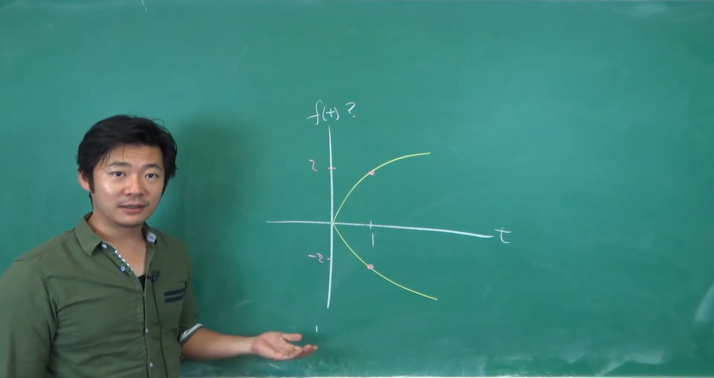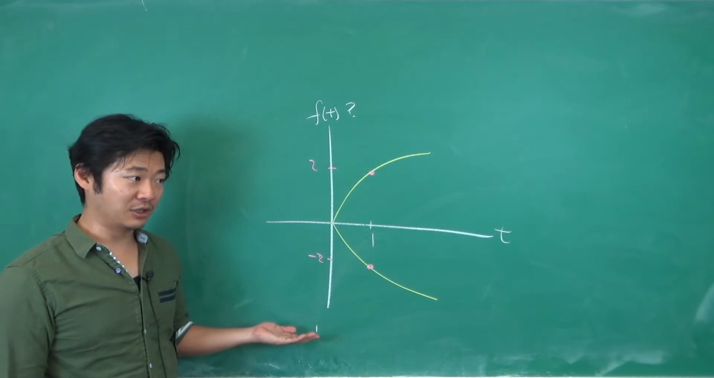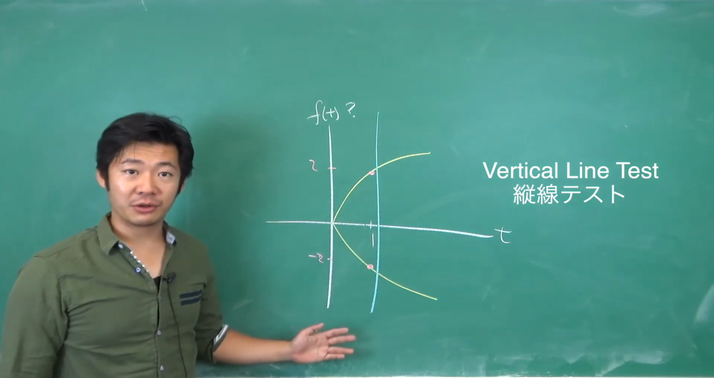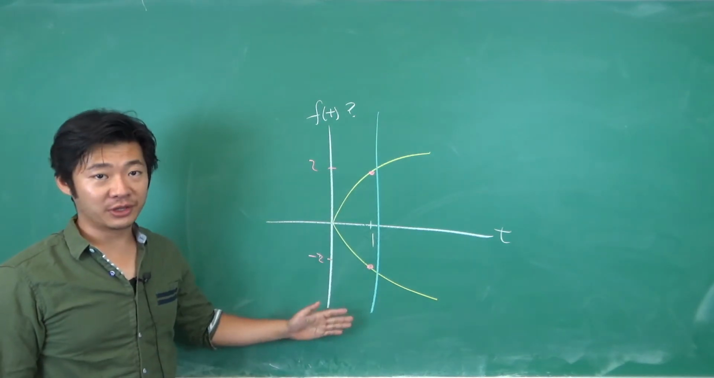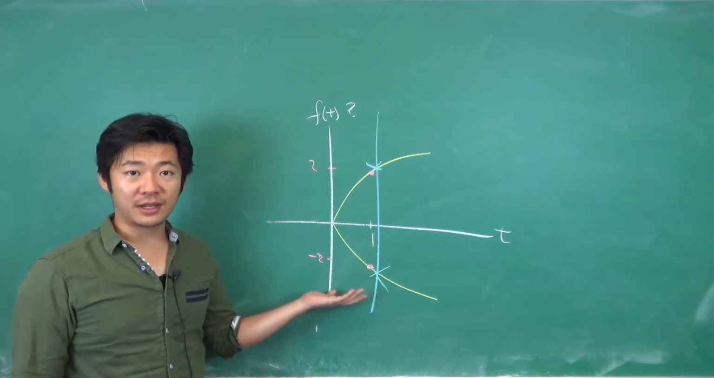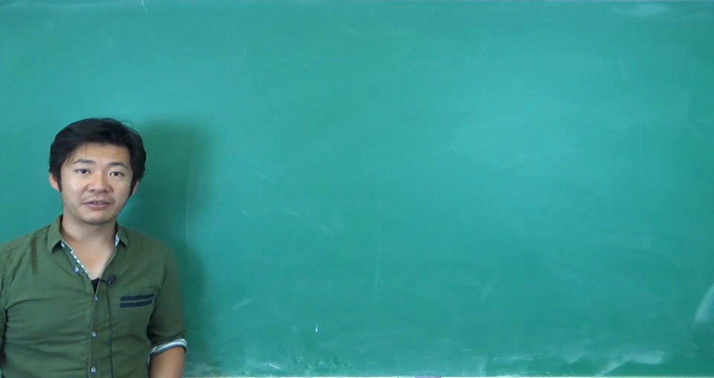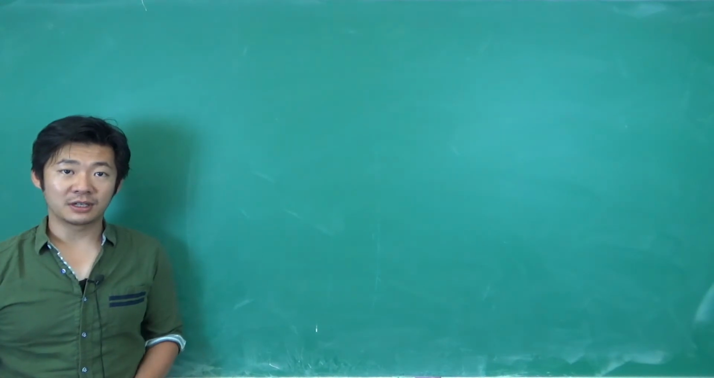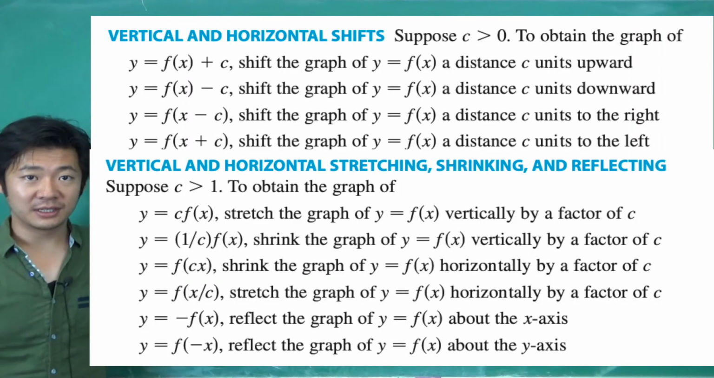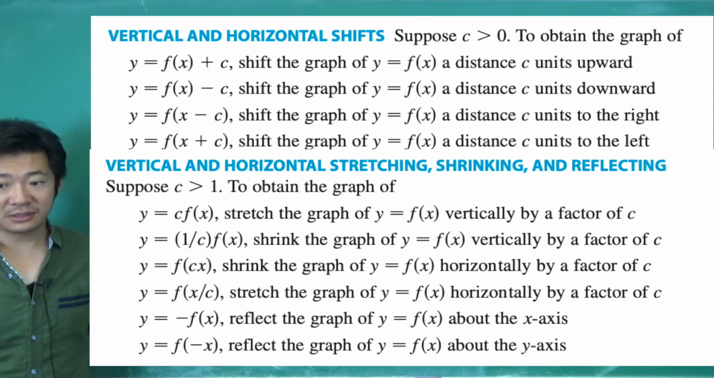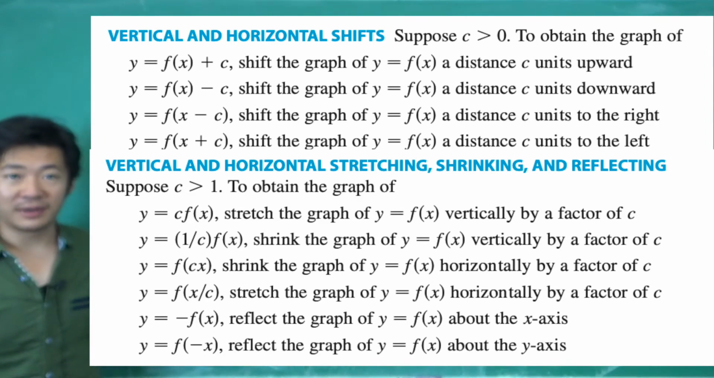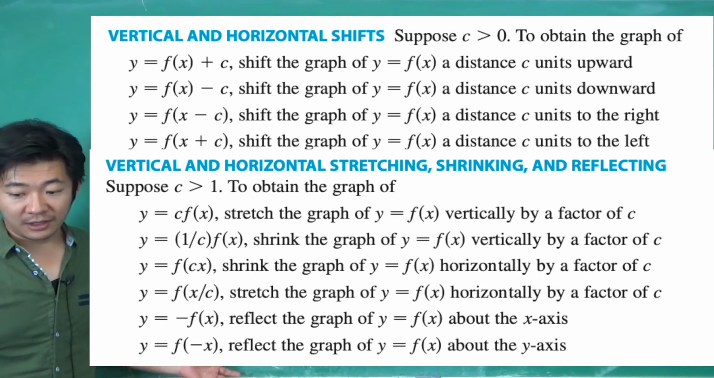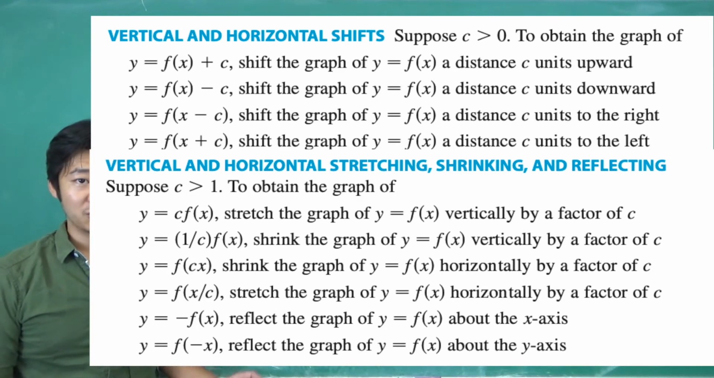One quick way to tell if a given graph is a representation of a function is if it passes the vertical line test. So we draw a vertical line. If it intersects more than once, then this is not a function. Now suppose we have a function, but we modify it a little bit, then how does it affect the graph of its function? Well, here are some of the lists of the possible transformations. I mean, there's more, but here are the basic ones. So you have the horizontal and vertical shifts, and also the vertical and horizontal stretchings.